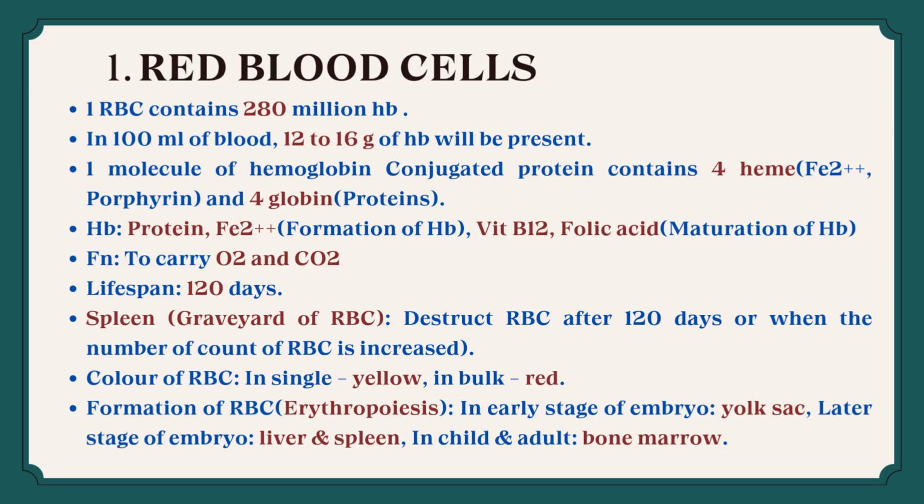Formation of RBC is also known as erythropoiesis. In the early stage of the embryo, RBC is formed by the yolk sac. In a later stage of the embryo, by the liver and spleen, and in children and adults, bone marrow produces RBC.